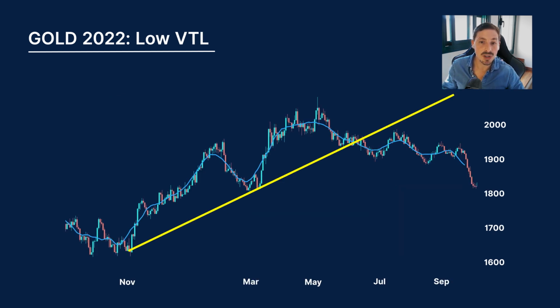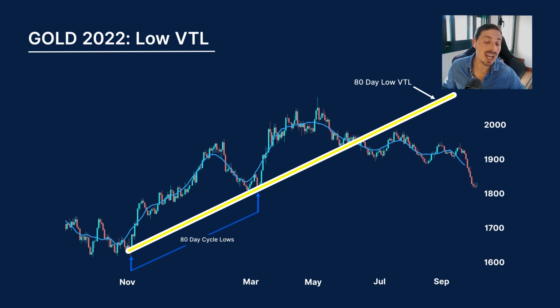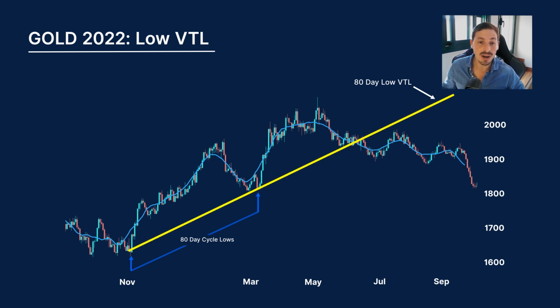In this example, I am showing you the same chart of gold, but now I'm showing you a low VTL. A low VTL, if you remember, is simply created by connecting two consecutive 80-day cycle lows. And I just draw a trend line that connects the two. Again, I'm using a filter to spot where the 80-day cycle lows are, and I just simply draw a line that connects those two lows and I project the line forward. When prices cross below that 80-day cycle VTL, I know that a top has taken place.